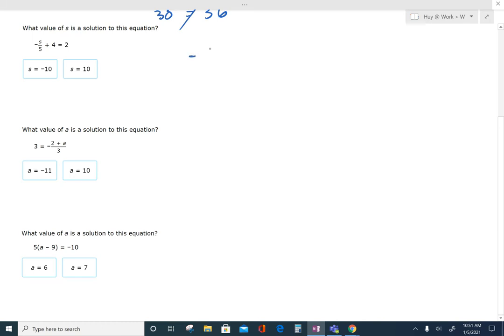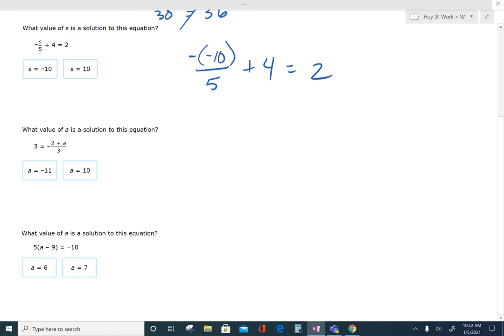So this next example looks a lot more complicated. It says negative s over 5 plus 4 equals 2, all right? So we have two choices here. Is s going to be negative 10 or is s going to be positive 10, right? So let's just try the first one where I put negative s. So s is going to be negative 10. So I'll put negative 10 in there, okay?